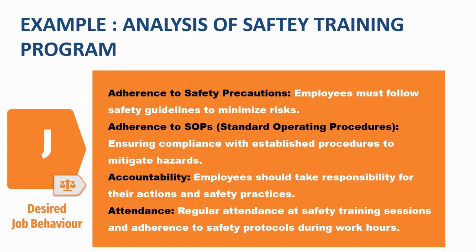Then we identify what desired job behaviors will help meet these goals, which can include adherence to safety precautions. Employees must follow safety guidelines to minimize risks. Adherence to SOPs, standard operating procedures, ensuring compliance with established procedures to mitigate hazards. Accountability, employees should take responsibility for their actions and safety practices. Attendance, regular attendance at safety training sessions, and adherence to safety protocols during work hours.